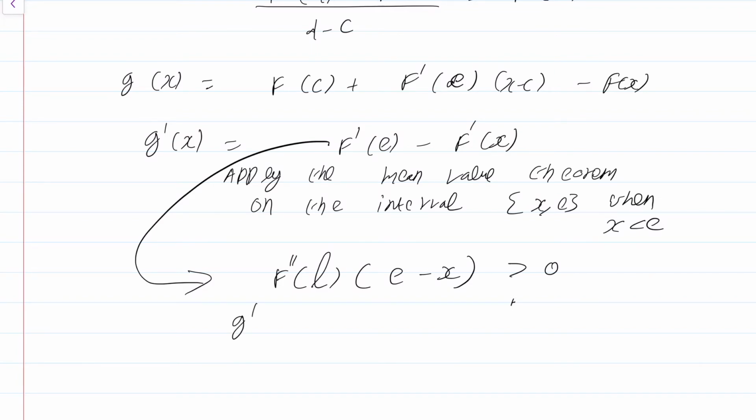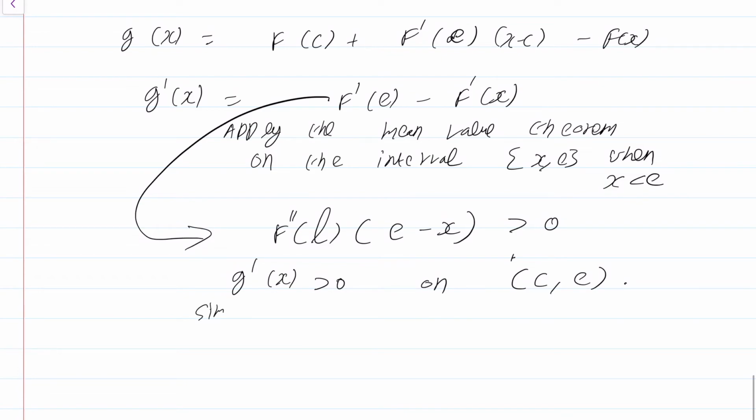So what we have concluded is that g′(x) is greater than 0, not just at one point, but on the interval (c, e). X could have been any point in the interval (c, e), and we could have applied this argument to conclude that g′(x) is greater than 0 here.